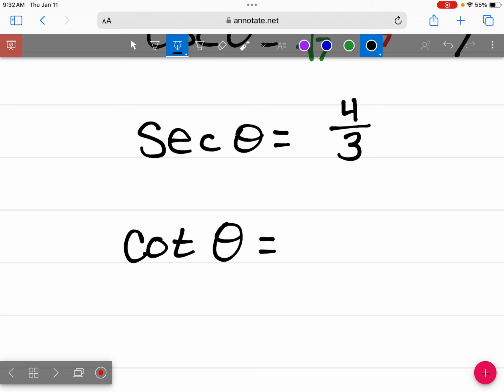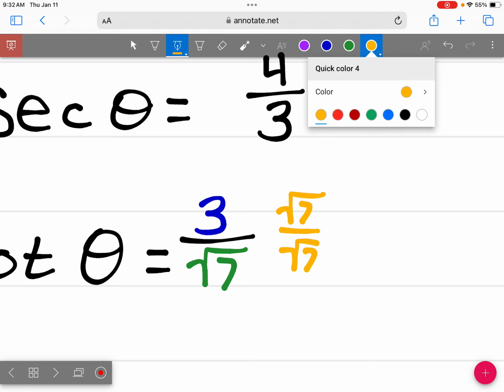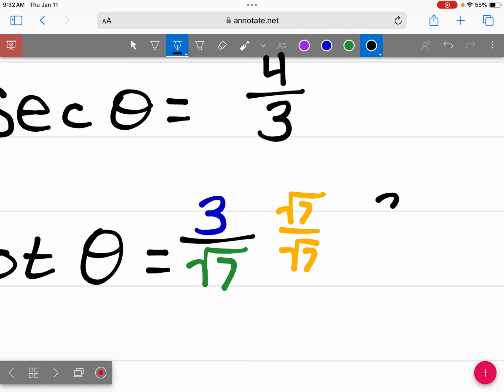Cotangent is the reciprocal of tangent. So 3 over the square root of 7. Uh-oh, radical in the denominator. We gotta fix it. So we multiply by a funny looking 1. Square root of 7 over square root of 7. So we have 3 square root of 7 over 7.